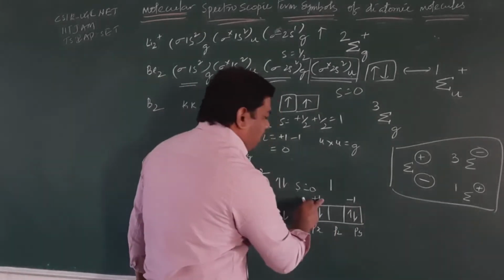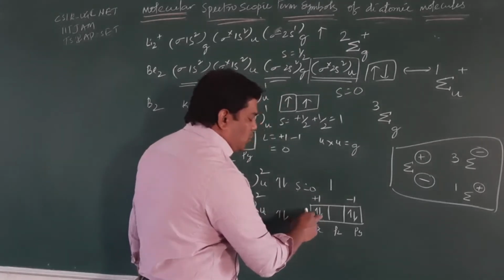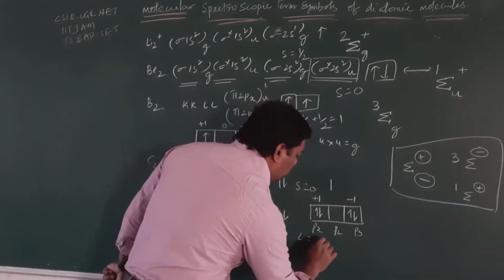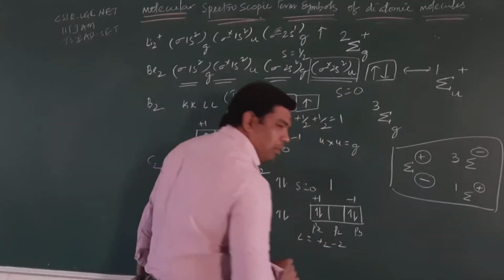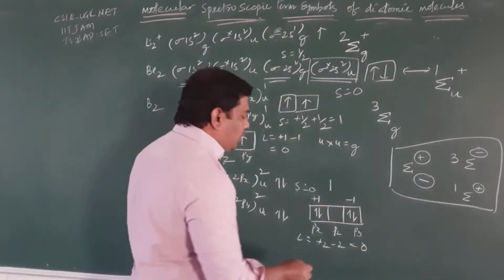So plus 1, plus 1. That means for one electron plus 1, and for another electron plus 1. So therefore L is equal to plus 2 minus 2, that is equal to 0, student.